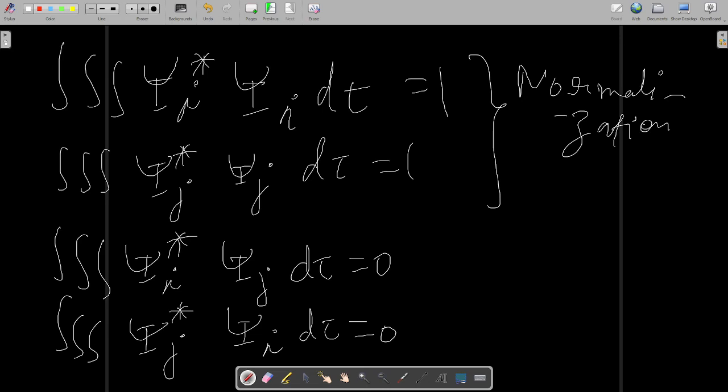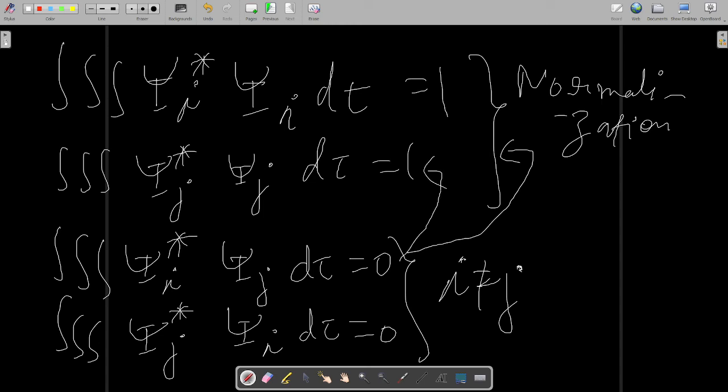Where this i is not equal to j. i is not equal to j over here, because if i becomes equal to j, then it will reduce to this condition, and then 0 will not be there, instead 1 will come. That's why it is written like that. That's why this condition has been imposed that i is not equal to j. So these are basically the orthogonality conditions. This is what is orthogonality.